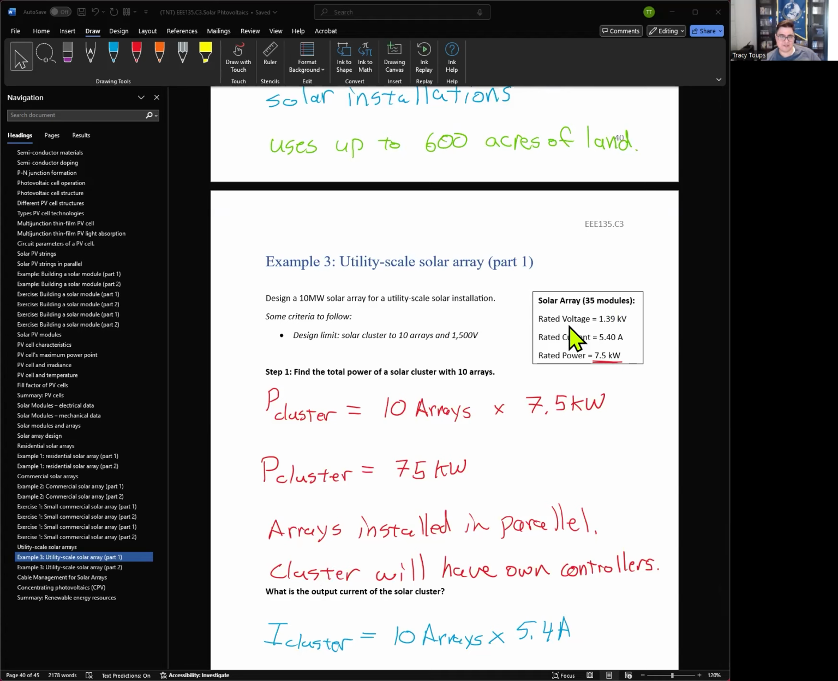And this array is rated at 1.39 kV. The rated current is 5.4 amps and it is rated at 7.5 kW. So that's the total amount of power that this row of solar modules will produce. Let's take that and put that in parallel and series, all that good stuff, to eventually get that 10 megawatts. We've got a long distance to go from 7.5 kW. Some design limits: we want to limit the solar cluster to only about 10 arrays, and we don't want to go above 1500 volts. Now, we're already at 1.3 kV, so that's pretty close.